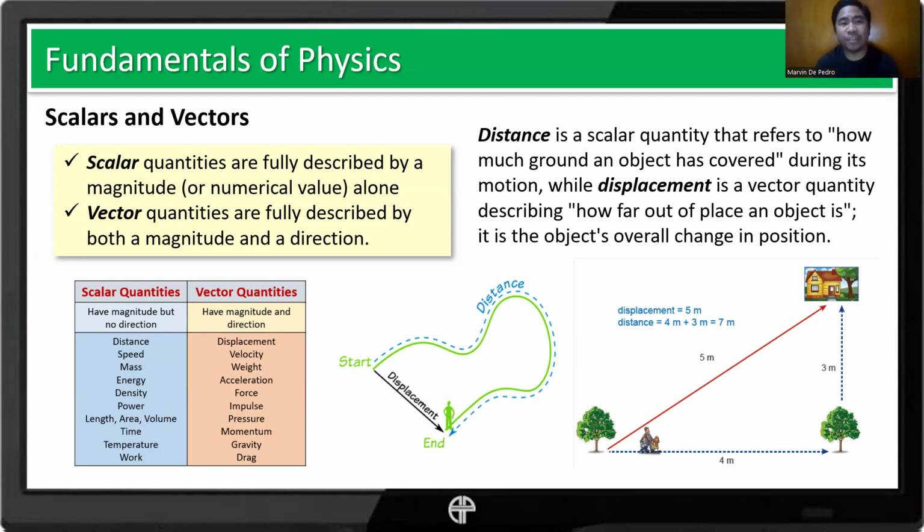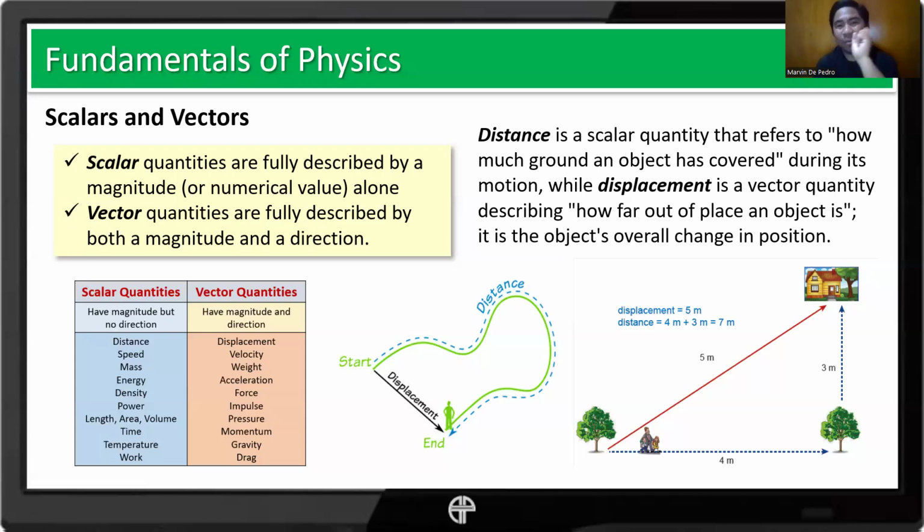We have some examples here of scalar and vector quantities, and among the most basic and important examples are distance and displacement. They are very much similar, but there's a thin line that divides them, and that thin line could actually lead to a very big difference eventually.